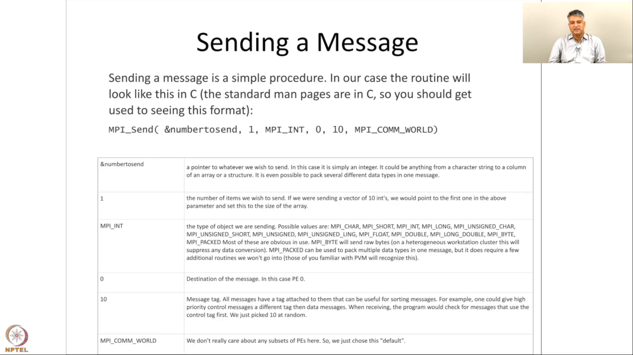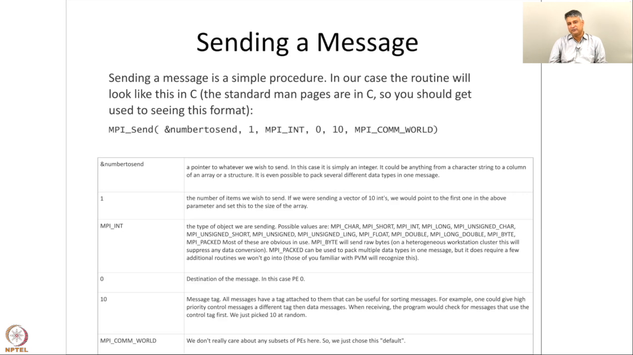The fourth argument is the destination of this message. Where do you want to send it? In this case, we are going to send it to process 0. Whenever we are sending a message, we need to decide where we are sending it. And for this simple program, since we have decided we are going to send the message from process 1 to process 0, our destination is going to be process 0.